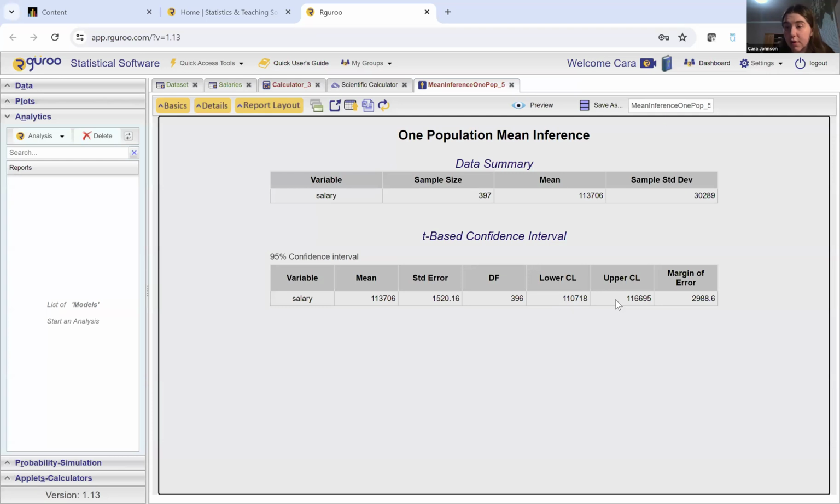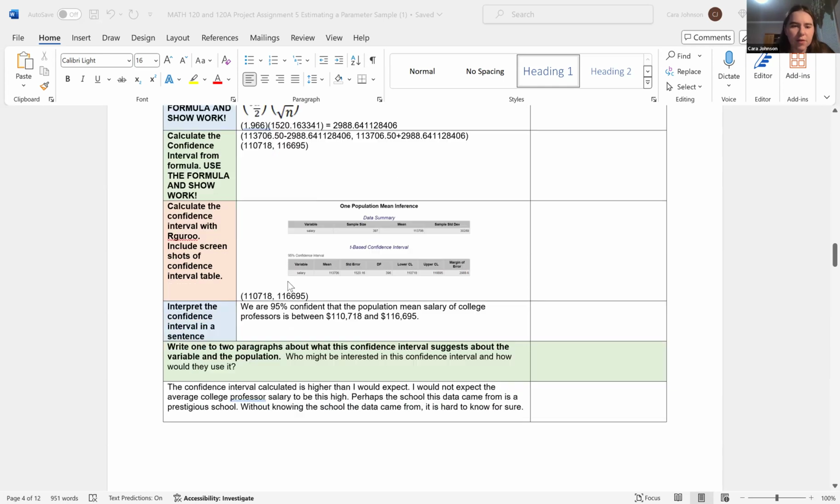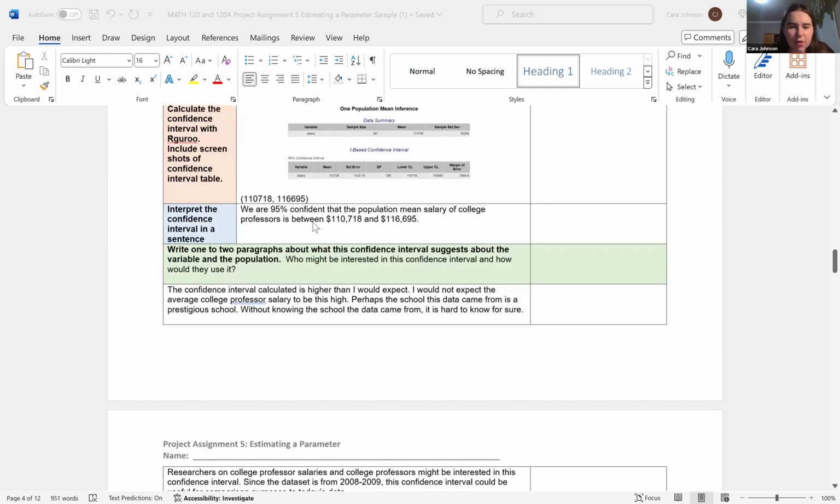And this should match the one you did by hand. If it doesn't, you did something wrong. Which mine does indeed match, so I know that I did it right. And then make sure you always write your confidence interval in parentheses with a comma between the numbers. And then write your interpretation sentence.